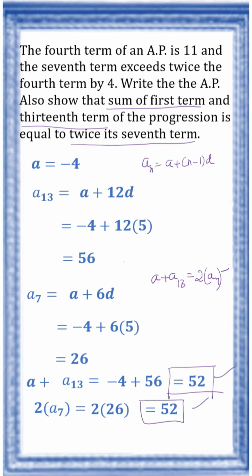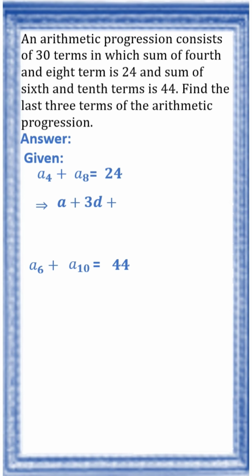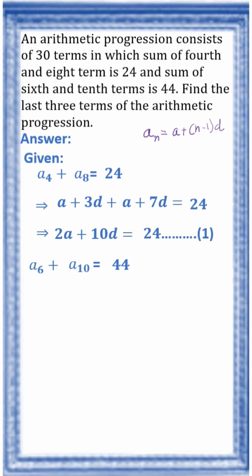The 4th term is a plus 3d. Why? The formula for the nth term of an AP is an is equal to a plus (n minus 1) into d. So now a8 is equal to a plus 7d, and the sum is equal to 24. Now solve. a plus a is 2a, 3d plus 7d is 10d. So 2a plus 10d is equal to 24. You need not simplify it. Okay, let this be equation number 1.